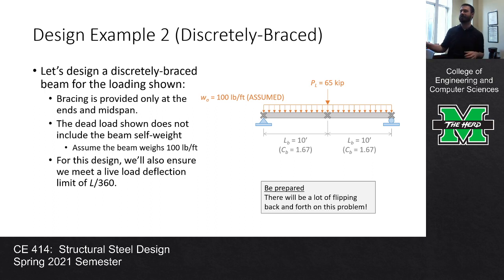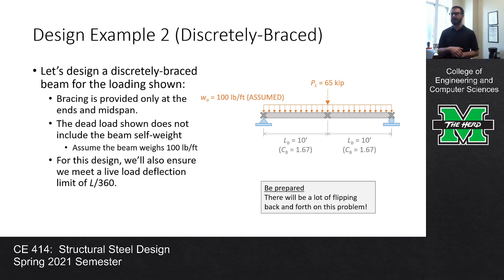We have the same CB value on both sides, the same LB, the same factored moment MU. So we're only going to focus on one section for design. We don't have to check multiple sections. I'm assuming that the dead load is 100 pounds per foot. We're also going to assume that this deflection meets a live load deflection limit of L/360.